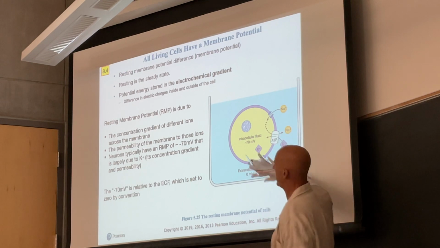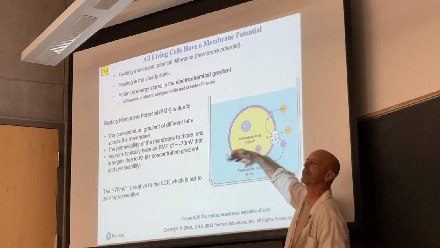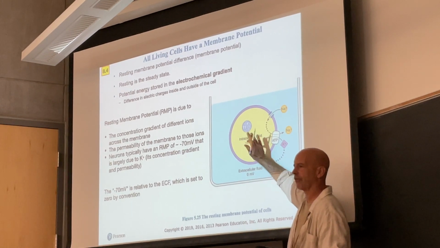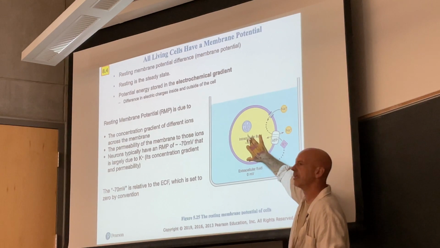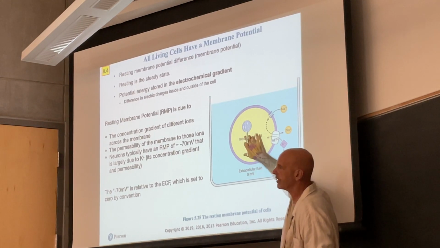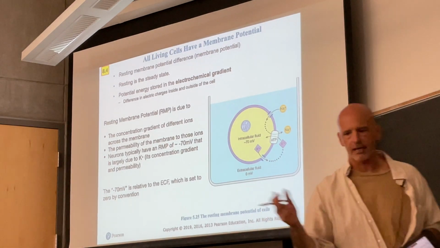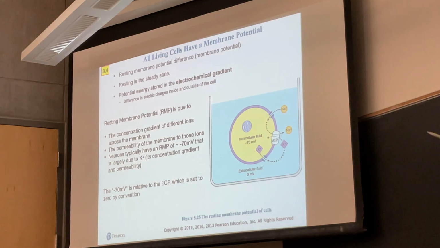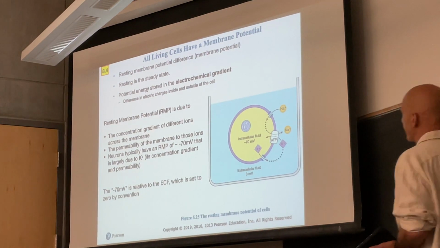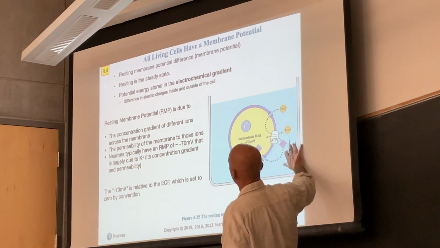And when we say the resting membrane potential, that's the steady state. The resting membrane potential, for all our purposes, is minus 70 millivolts. The minus means it's slightly negative. Millivolts is very small, right? It's relative to the extracellular fluid. We just set the extracellular fluid at 0. So the inside is 70 millivolts more negative than the outside.